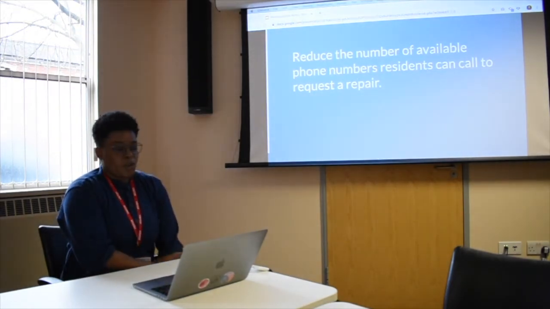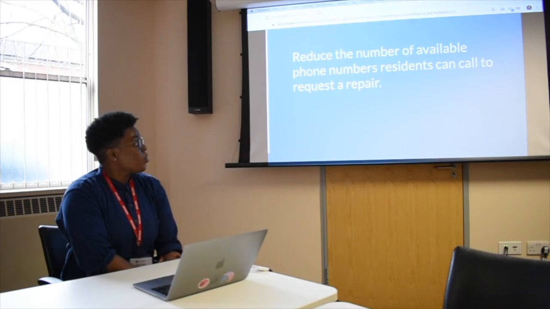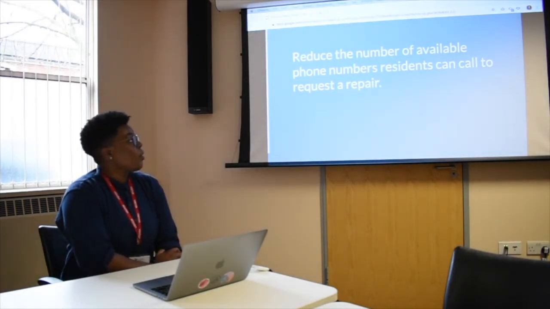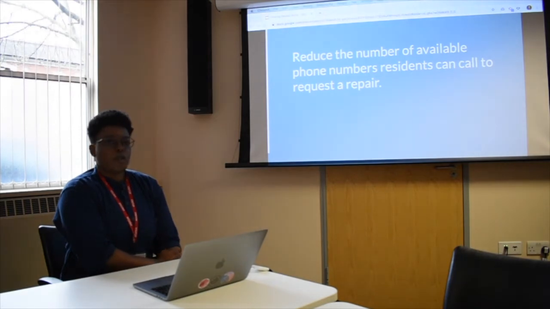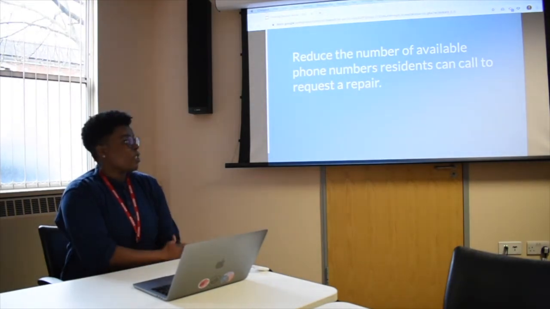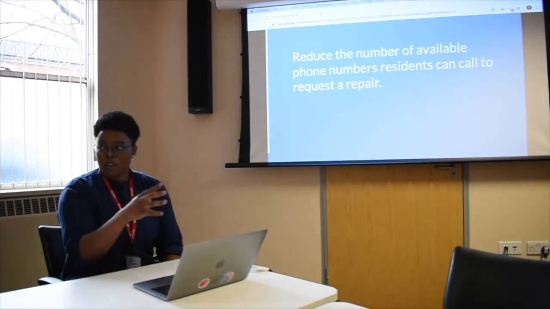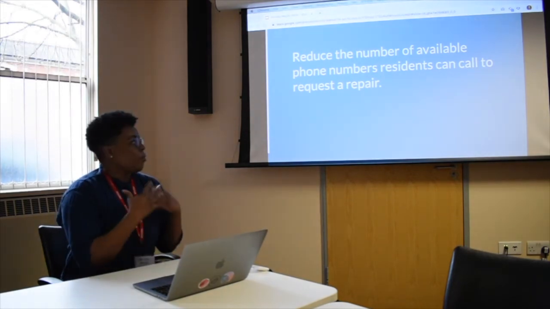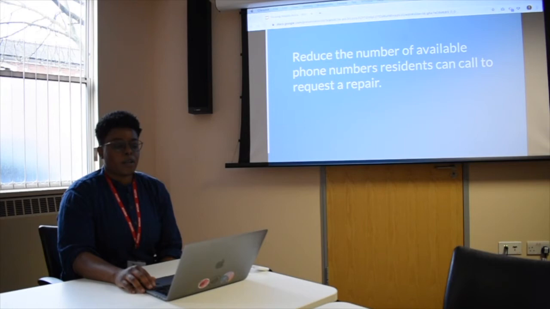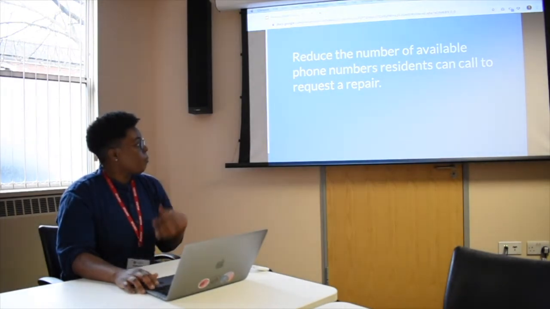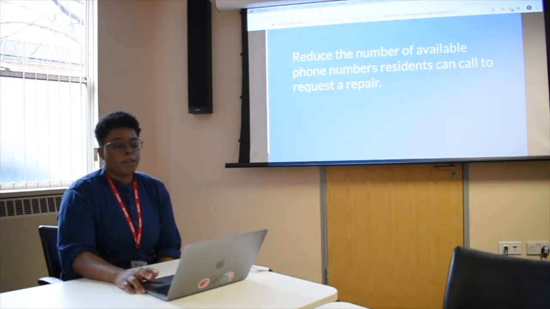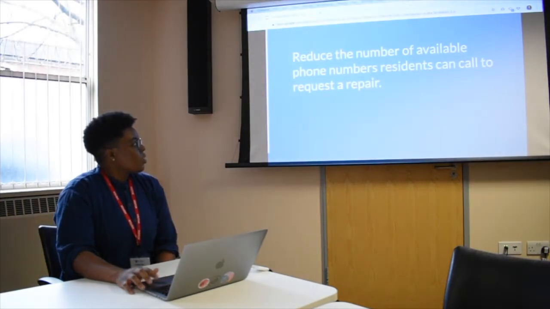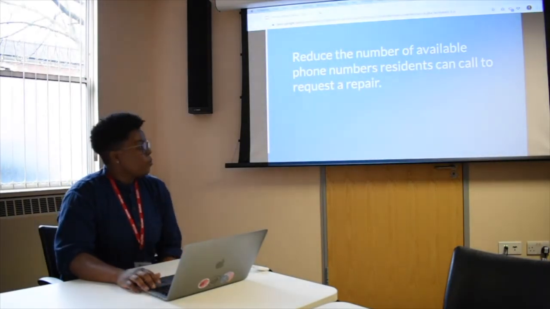Another suggestion was to reduce the number of available phone numbers residents can call to report a request. I think there are instances where there are multiple different numbers that a tenant or resident might come to, depending on where they were in the service. So limiting that might create some more clarity on the ways that a report might come in. I think those were most of the suggestions, and we collated them and themed them.